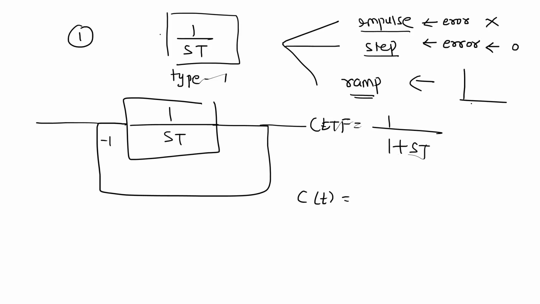It means my system response will be something like that. Step means 1. It means at 5 time constants it has to reach the steady state. So this gap, the steady state error, has to be 0, right, sir?